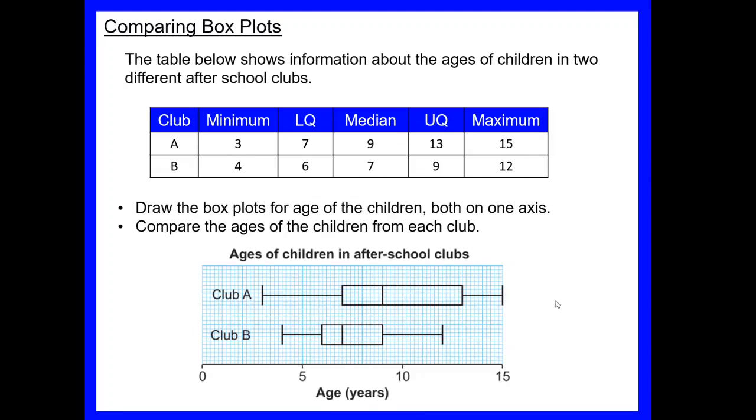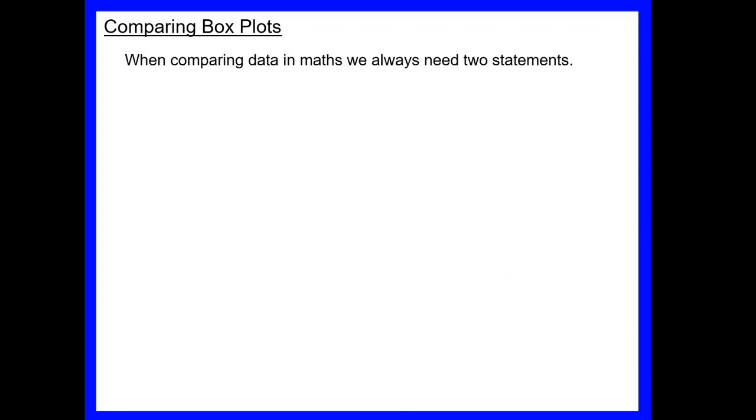Once we've got our box plot then, as I said, the key thing we're going to do is the comparing now. So whenever we compare in maths, there are always 2 statements that we need to write about. The first statement is comparing the average. Now that could be the mean, the median or the mode. Now for box plots, we only have the median, so that's the one we're going to use.